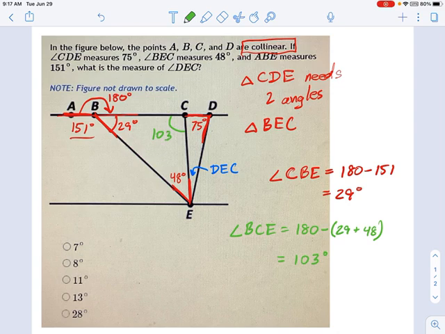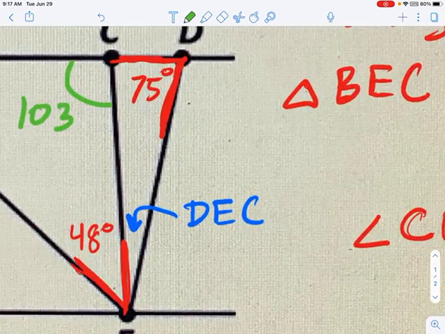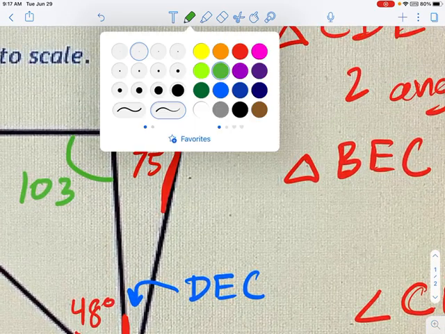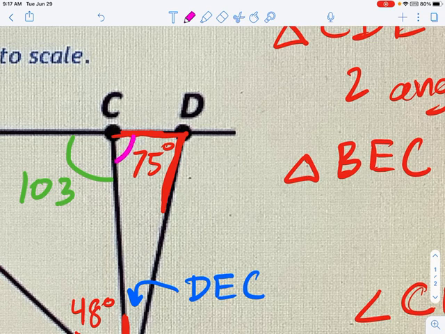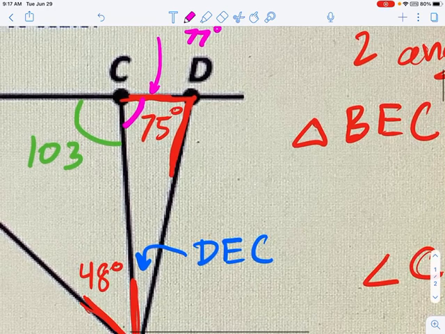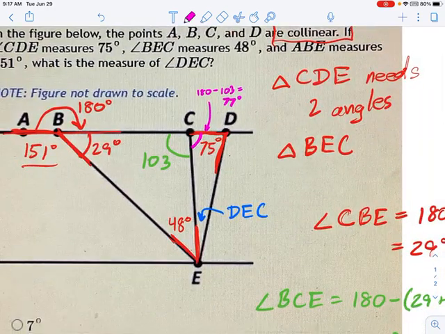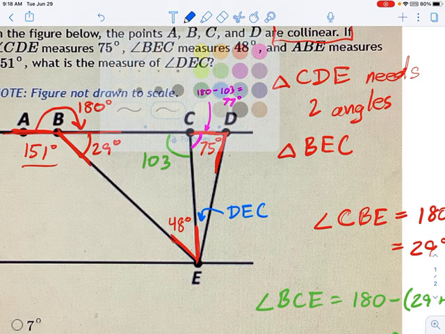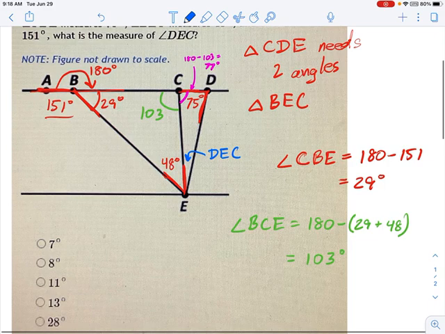103. Well, if that's 103 degrees, then I can figure out this angle right here. Let's use magenta. This angle right here is going to be 180 minus 103. So that's going to be, I can probably do this in my head, that's 77 degrees. Okay, so now I know that magenta angle is 77. And I know the angle right next to it is 75. So that tells me the last thing I need to know, which is DEC.